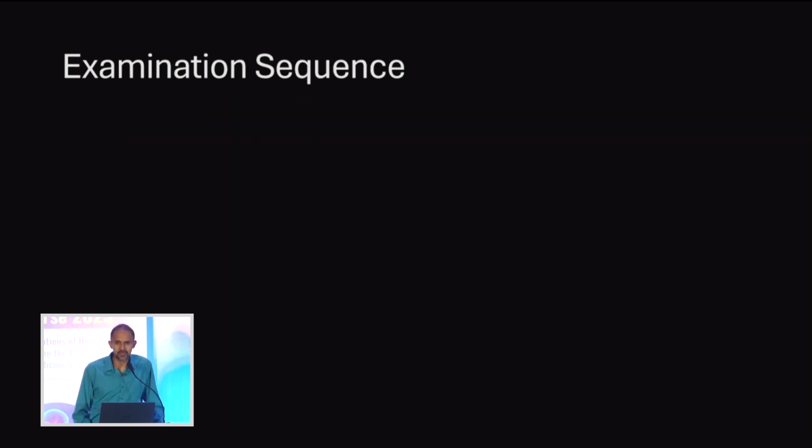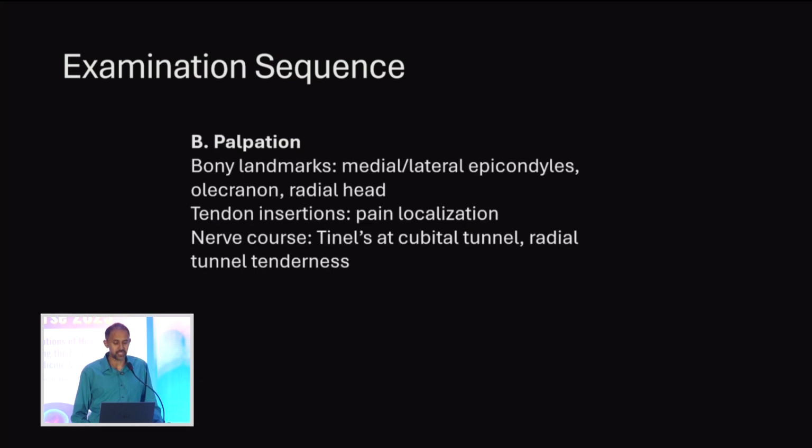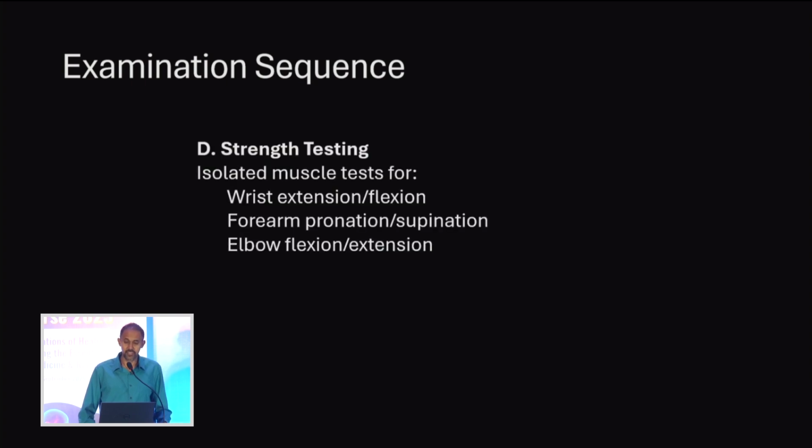This would not be an elbow exam if I didn't talk about the elbow exam, so we're going to go through this. You have to observe and inspect the joint, look at the alignment, carrying angle, swelling, muscle wasting, scars, resting posture. Then you have to look at the bony landmarks for the epicondyles, the olecranon, the radial head, tendon insertions, pain localization, tenderness at the cubital tunnel, radial nerve, radial tunnel tenderness, range of movement, end feel, strength testing. Again, look and match to the myotome and the dermatome and the nerve's distribution. This really helps you sort out what you're looking at.